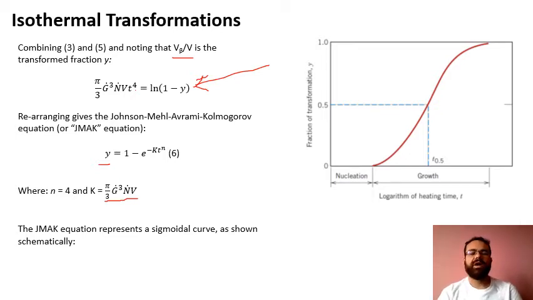The JMAK equation is shown here in idealized form. It is a sigmoidal curve. So this is the ideal schematic depiction of this JMAK equation.